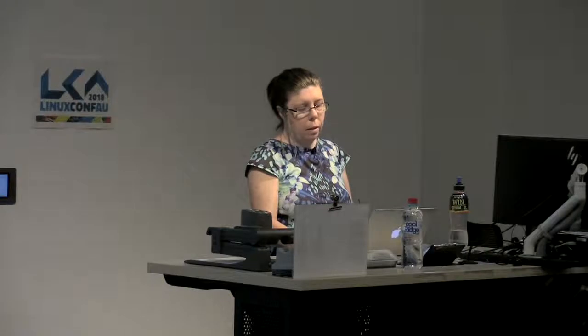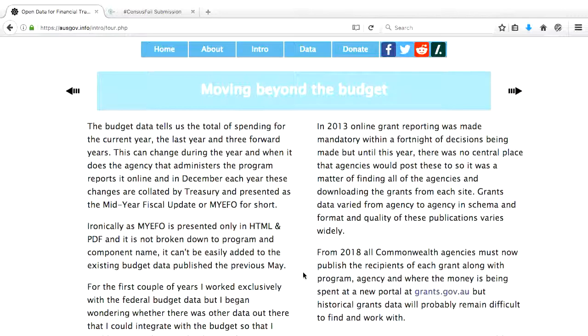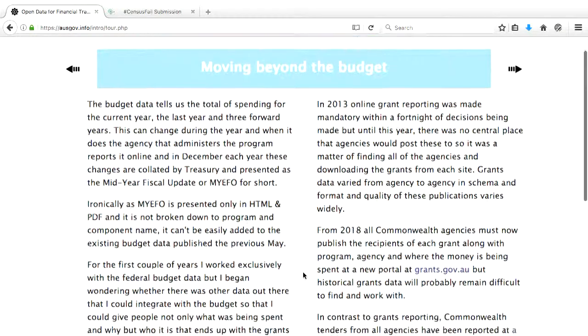And I was looking around and I found out that one of the largest agencies that provide grants, which is Social Services, had been publishing their grants online for several years. In 2013, online grant reporting was made mandatory within a fortnight of decisions being made, but until this year, there was no central place that agencies would post these to. So it was a matter of finding all of the agencies and downloading the grants from each site.